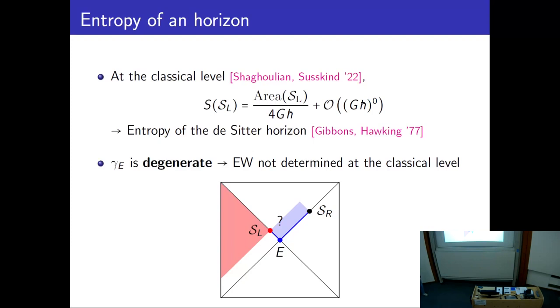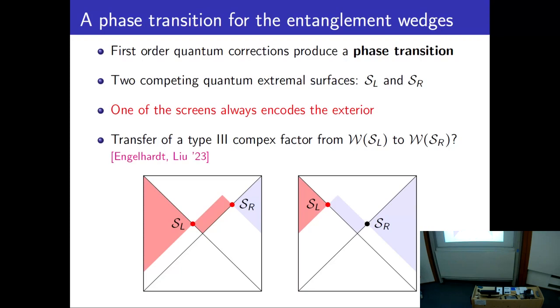So in the exterior region here in blue, the extremal surface could be located basically anywhere on this blue line. It leads to the idea that at the classical level, we cannot decide if the screen is able to encode something else that's outside its own static patch. The question is, does the entanglement wedge go beyond the static patch or not? And one way to answer this is to consider the first order quantum correction to the entropy. And what we find is that the degeneracy of extremal surfaces is lifted, and we end up with only two competing extremal surfaces, which are the holographic screens themselves.